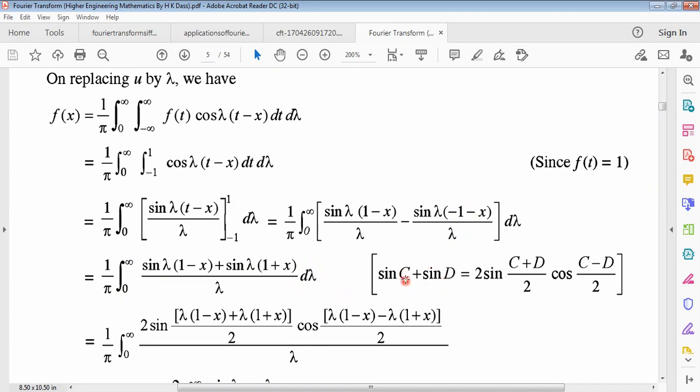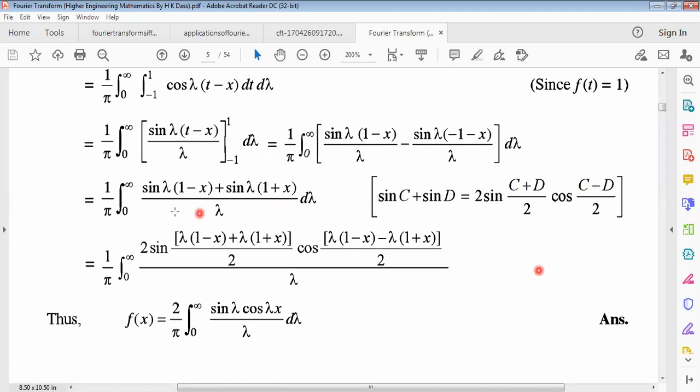You must know this formula: sine c plus sine d equals 2 sine of (c plus d) by 2 times cos of (c minus d) by 2, from trigonometric formula. Just using this identity here, 1 by pi, 0 to infinity, sine c plus sine d is 2 sine (c plus d) by 2 cos (c minus d) by 2, and this is divided by lambda.